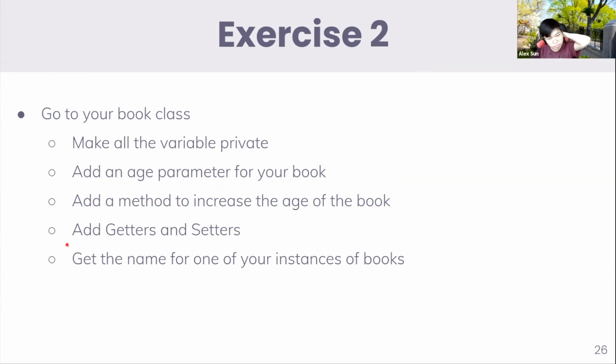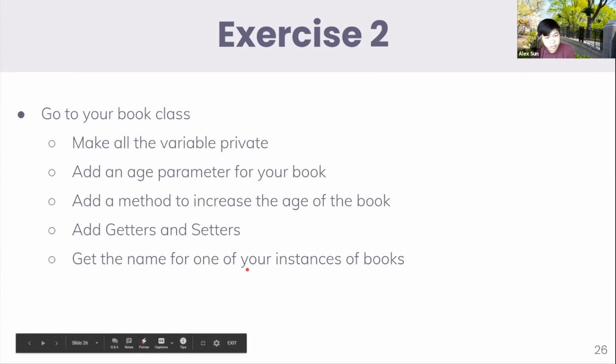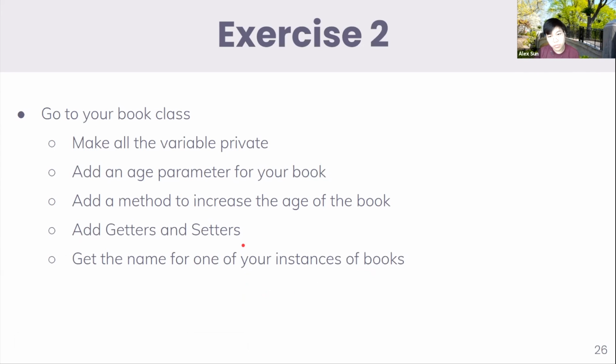You're going to use one of your getters to get the name of one of the instances of books. And you should also adjust your previous code such that it works with the getters and setters now too. So this is a pretty long exercise. There are a lot of things that you have to do, so don't be afraid to take it slow.